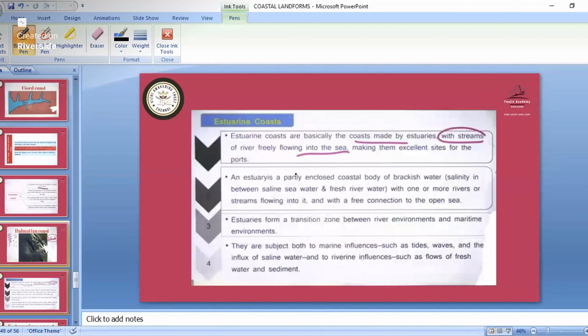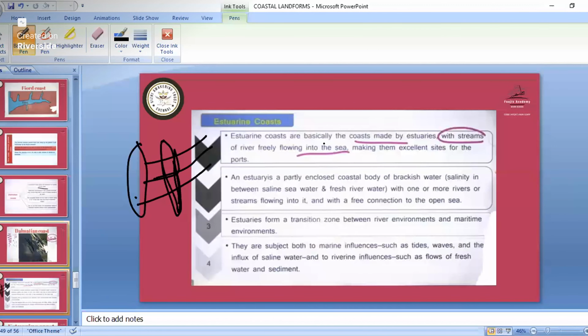And estuarine coast means what is happening? Water is flowing westwards. And in that way, river water is going and drowning into the sea area. It is mixing with the sea water, and that means it is drowning. So the sea water is coming near to the land area and forming the shape of the coast. So that is known as the estuarine coast.